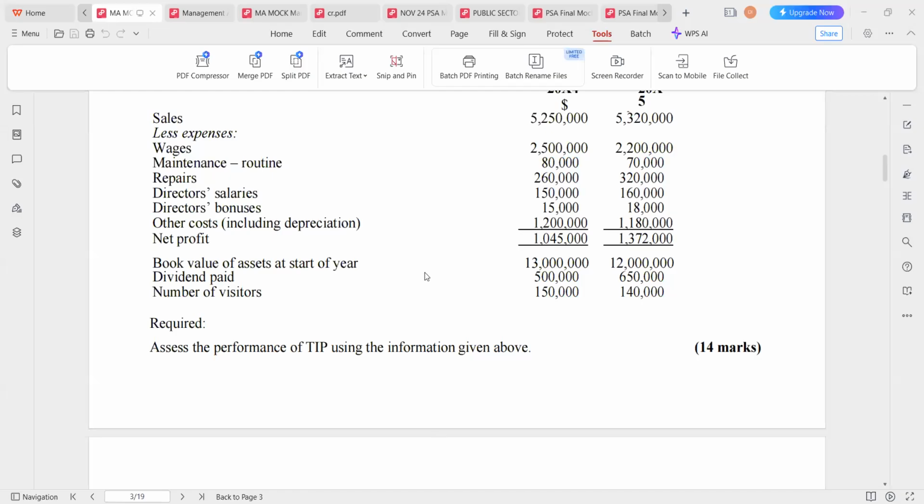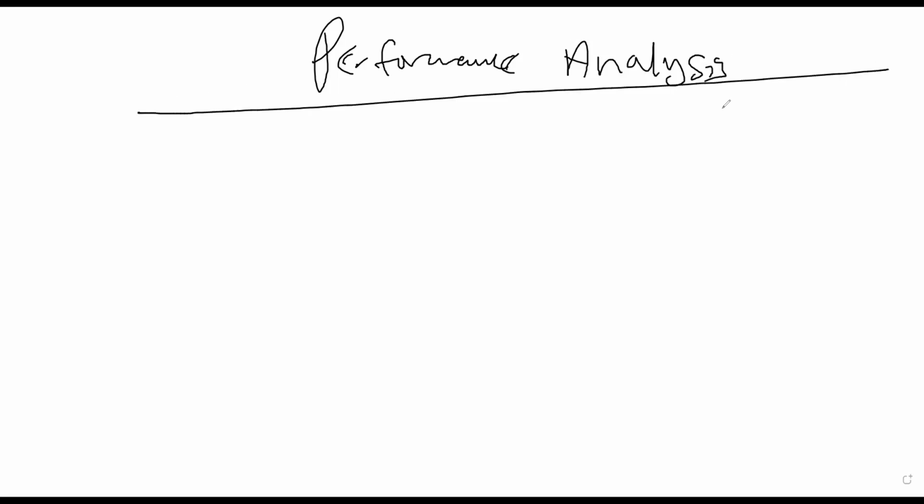All right, so we are looking for performance analysis in an entity, how to analyze a company's performance. If you want to be very straightforward and go clear, we have to look out for the performance analysis from two angles. Performance analysis. It's your question 1, 20 marks. It's usually crazy.